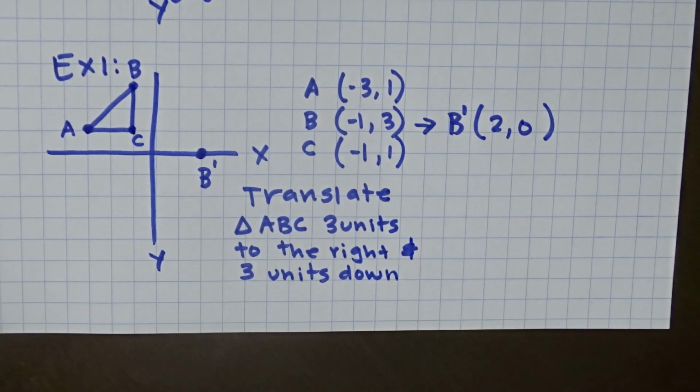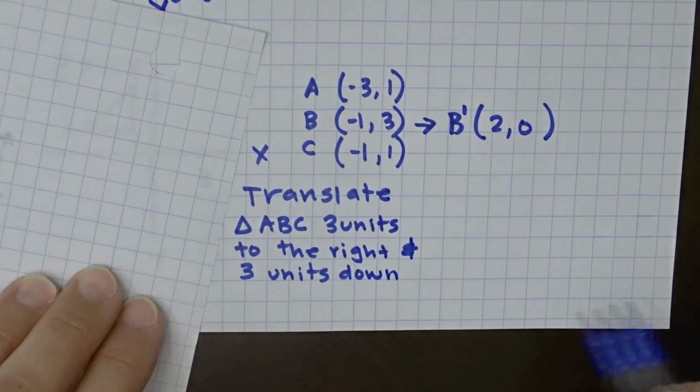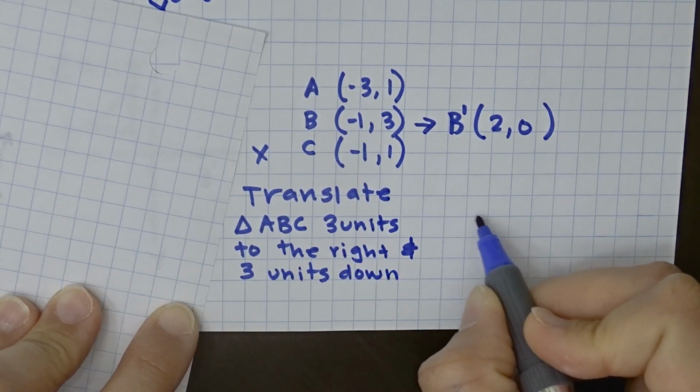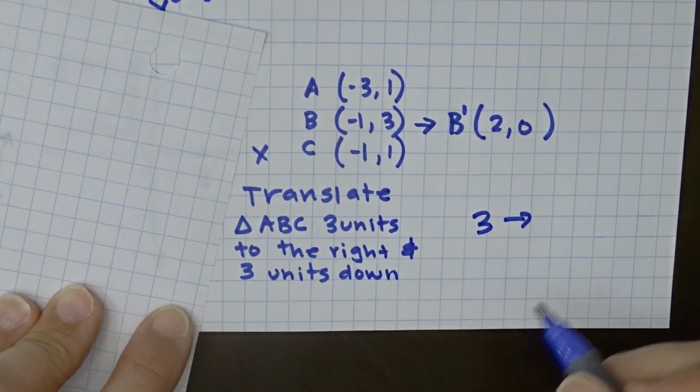Now that's one way to do it, right? You can take each point individually, put it on the graph, and then label the new point. But I'm going to show you some notation where you don't really need to look at the graph, so I can cover this up and I can still get my new coordinates. To do that, I like to write down what I'm going to do in terms of arrows. So I'm going to go 3 to the right, and I'm also going to go 3 units down.